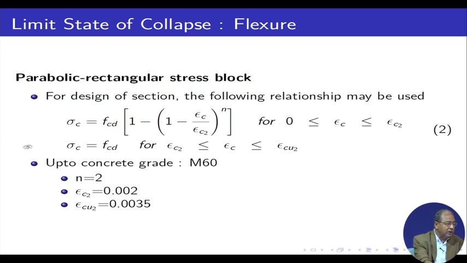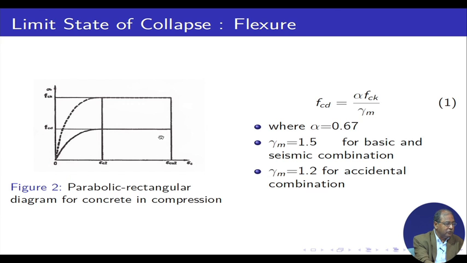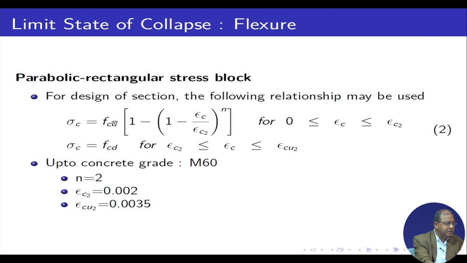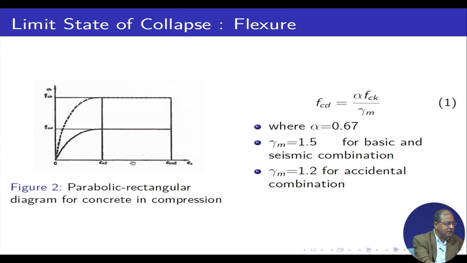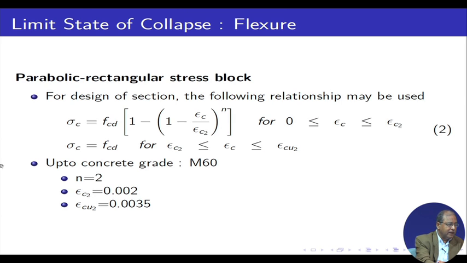And this is the formula, that particular one here, because we are having two parts, this part and this part. So, this part is constant and this part parabolic. So, FCD 1 minus 1 minus epsilon c by epsilon c2 to the power n, and this is epsilon c2 to epsilon cu2. So, that means here we are getting this portion constant and this portion we are considering parabolic. One portion we are considering constant and one portion parabolic, and that formula we are getting here.